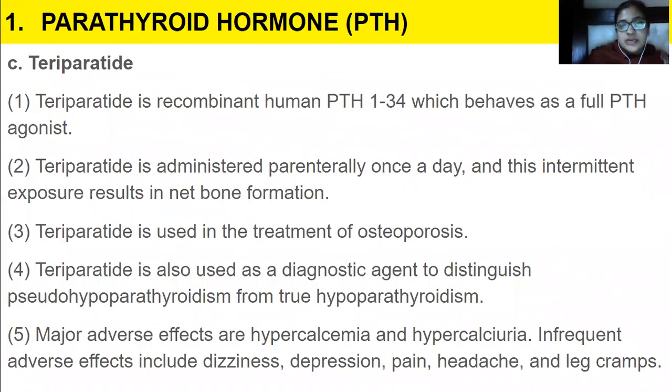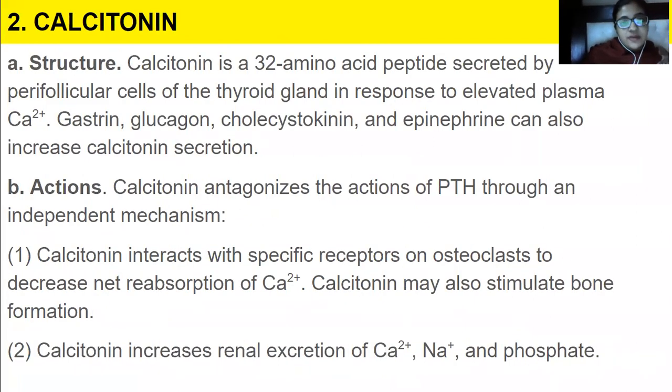Here we were trying to increase, right? We were trying to treat osteoporosis, we were trying to increase it, right? Now here, when we are saying that it is produced when calcium is high in the plasma, that means we are antagonizing the action that was done by the PTH. Okay, so gastrin, glucagon, cholecystokinin, and epinephrine can also increase calcitonin secretion.